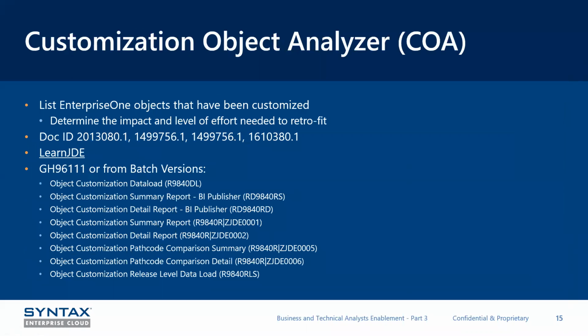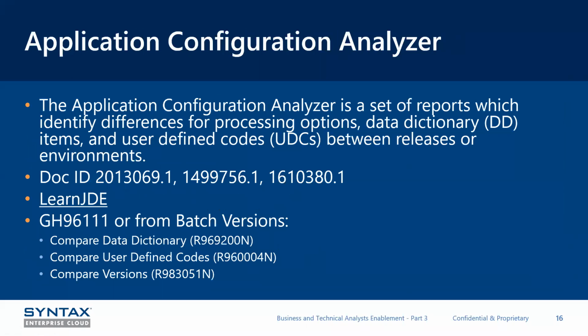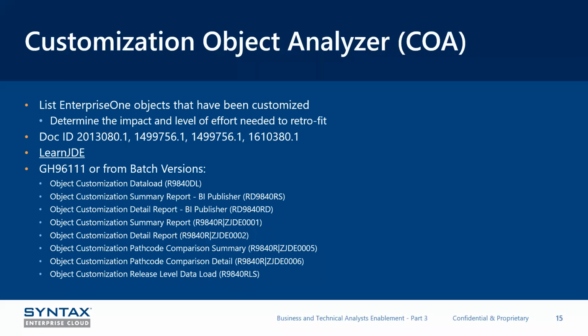So the customization object analyzer and the application configuration analyzer are tools that come with JD Edwards to help you compare things between different environments. So the customization object analyzer is really pretty simple and straightforward. I've provided a link with direct videos on Learn JDE, as well as some document IDs. But this one, very simple.